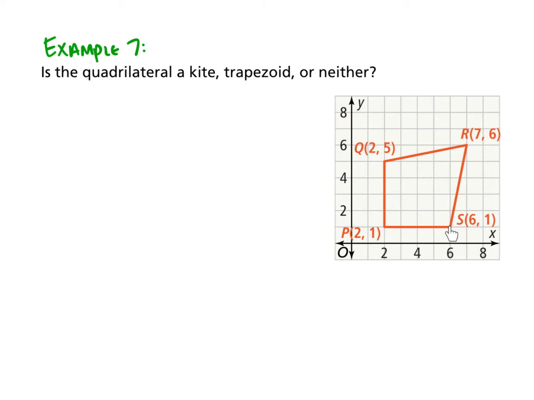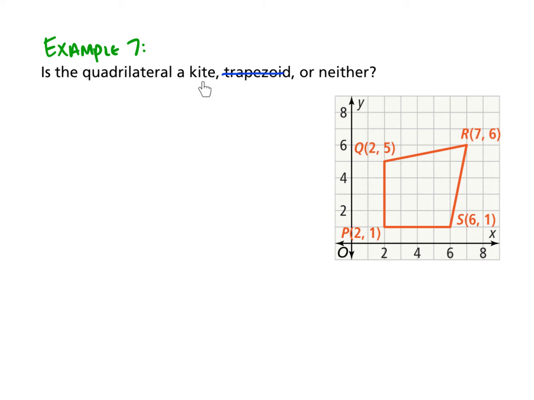This segment is a horizontal line with 0 slope, but the side across from it has this positive slope going up like this. So I'm going to cross off trapezoid. I'm going to say it's not a trapezoid because neither pair of opposite sides are congruent. I'm sorry, are parallel, not congruent.